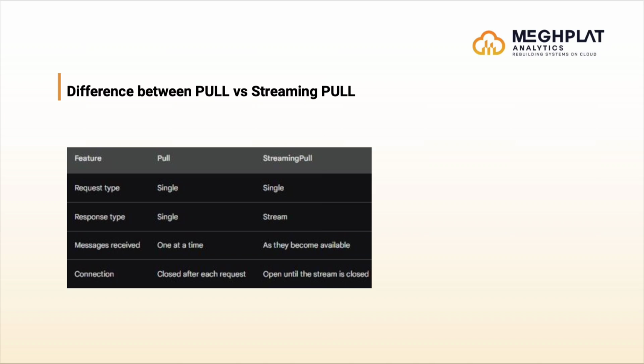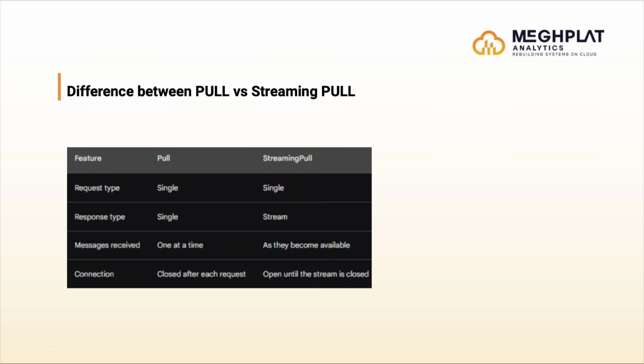Now if we talk about streaming pull, it is a good choice for use cases where the subscriber client needs to receive messages in real time, or live messages, for example live messages from YouTube, right? Streaming pull is also a good choice for use cases where the subscriber client needs to receive a large number of messages. It is not a good choice where the subscriber client needs to control the rate at which it receives messages. If the publisher is publishing a large number of messages, streaming pull may be a better choice than pull, right?